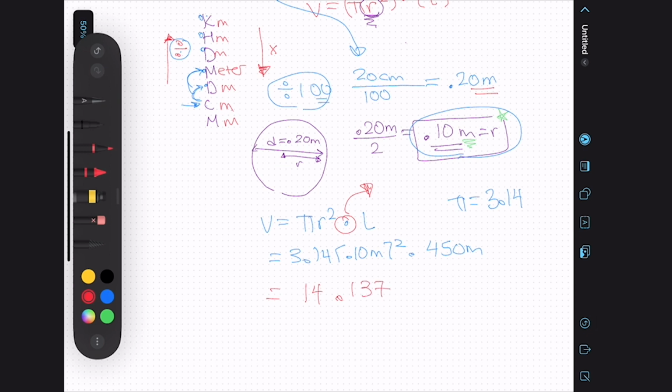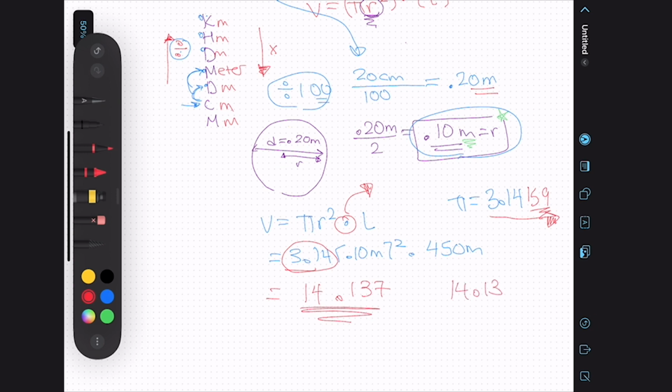I get 14.137. Now again, in my calculator, I'm using the pi function that's given, which is 3.14159. This is a never-ending number. So if you are using 3.14159 and you're using your calculator's built-in pi function, you're going to get this answer. But if you're just putting in 3.14, your answer is going to be like 14.13.